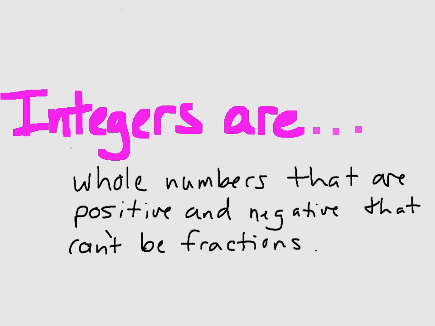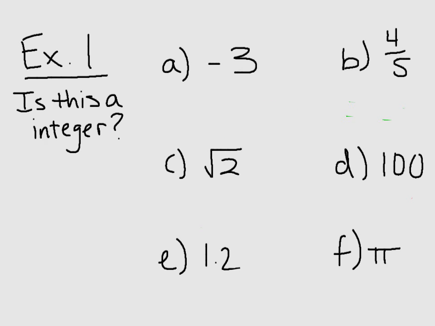Alright. So then, we want to be able to tell whether a number is an integer or not. So, letter A, well, let's go through one at a time. Is A an integer? Yes. Okay. What about letter B? No. Why not? There's a fraction and a whole number. It's not a whole number. Okay, so it's a fraction.